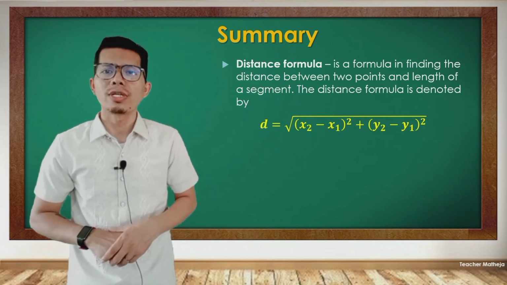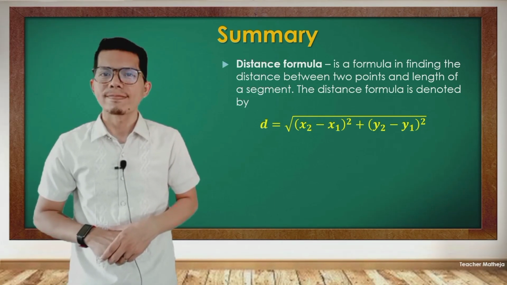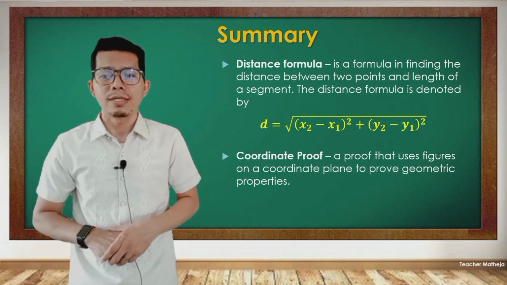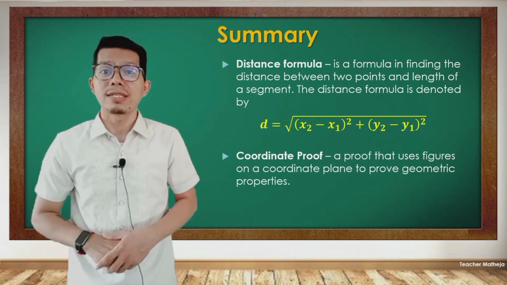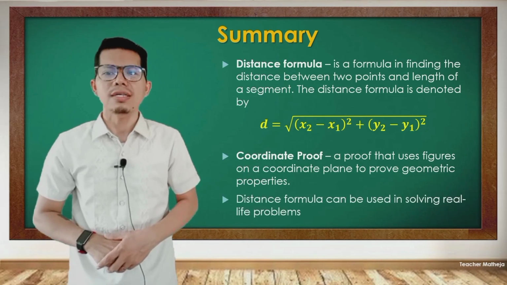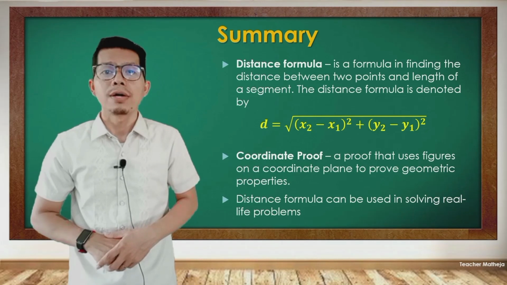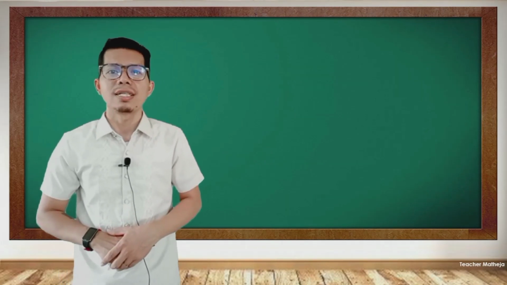How about coordinate proof? What is a coordinate proof? Okay, correct. Coordinate proof is a proof that uses figures on a coordinate plane to prove geometric properties. Now, can we use distance formula in solving real-life problems? Yes, of course. Distance formula can be used in solving real-life problems. So, that ends our lesson.